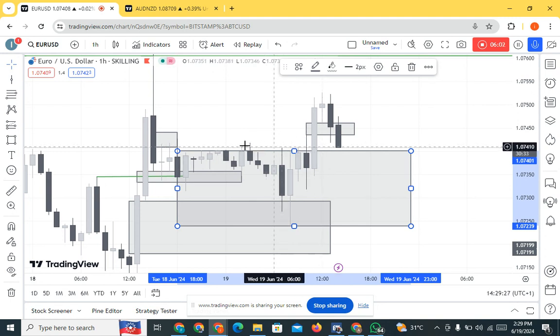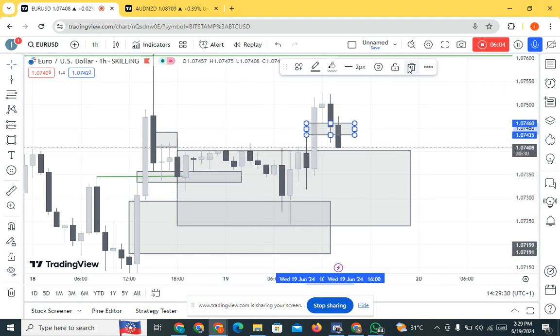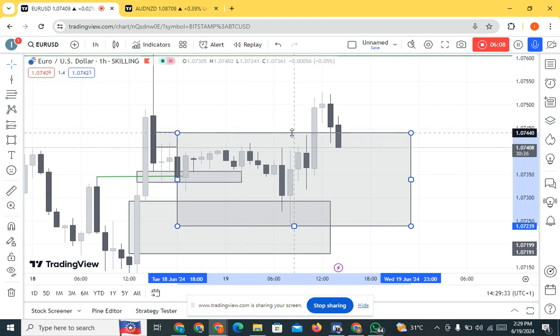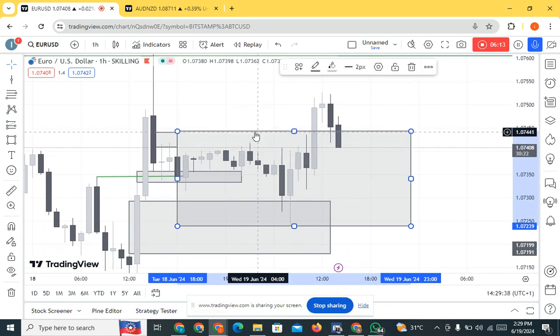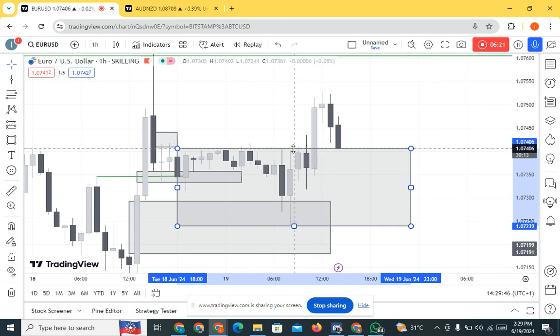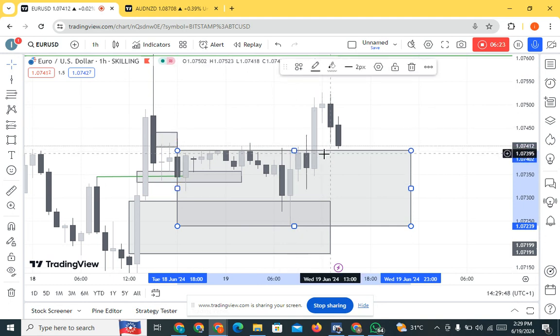Like, if the high, let's just cancel this fair value gap right here. If this high was, let's say, right here, then I would have marked out the high like this. But since it is not up here, it is not corresponding with this fair value gap, then I am going to mark out the bodies.